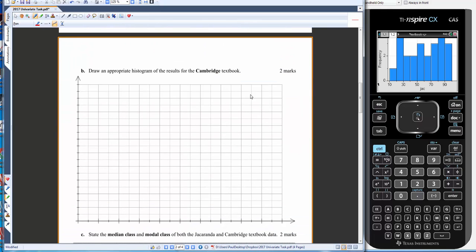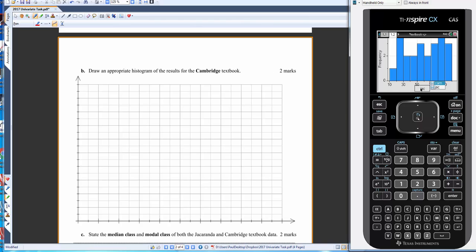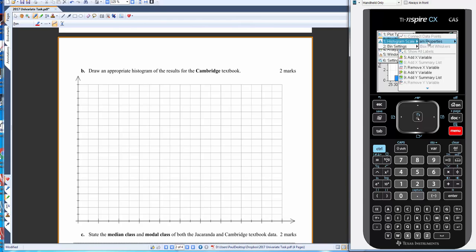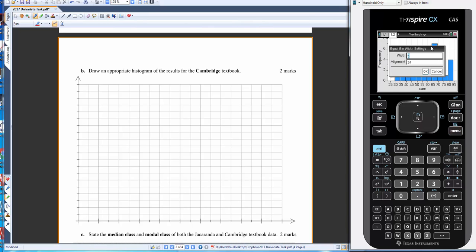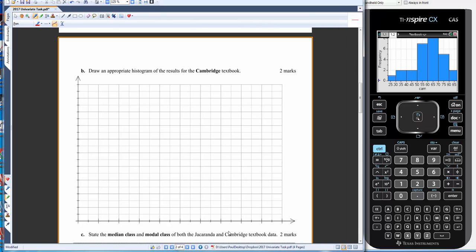Now we do the same thing for the Cambridge textbook. So let's flick the variable over to Cambridge and change the grouping settings again. We go Plot Properties, Histogram Properties, Bin Settings, Equal Bin Width, and let's do the same thing. We have a width of 10 starting at 0. What we'll do again is label our axes. So we've got the Cambridge data here. We'll go Cambridge scores and frequency, and 0, 10, 20, 30, 40.